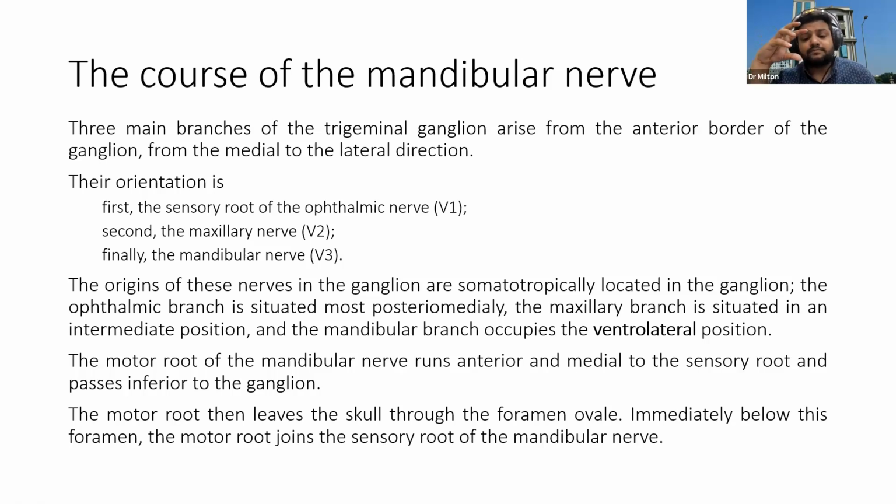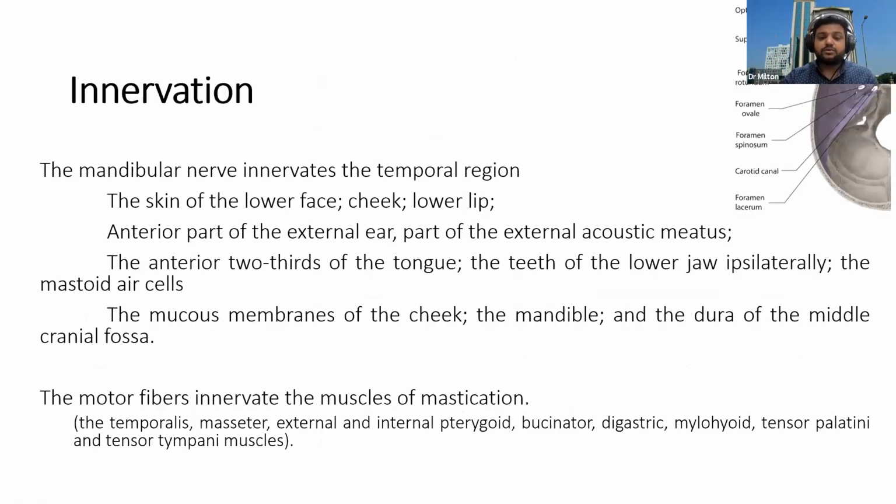And the motor root of the mandibular nerve runs anterior and medial to the sensory root and passes inferior to the ganglion, crosses the foramen ovale, and after that it gives sensory supply to the mandibular nerve distribution area, and also gives motor supply. But the very important part is the sensory supply to this area.